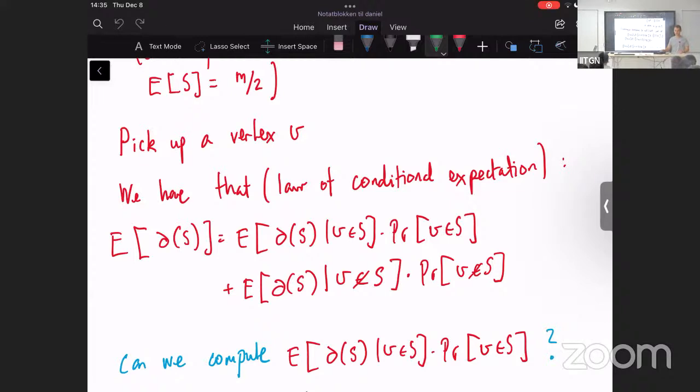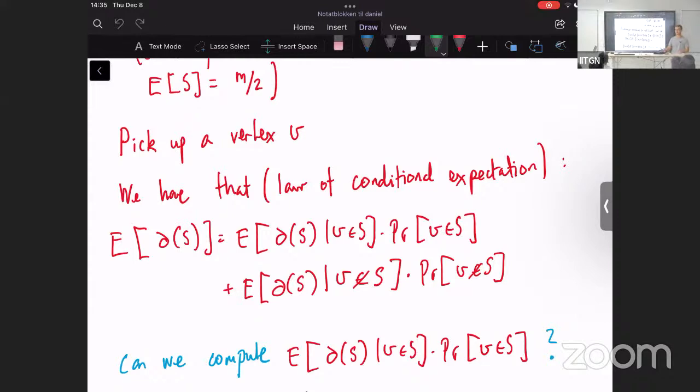In particular, we know that the expected size of the cut overall, just by the law of conditional probability, is the expected size of the cut given that v is in S times the probability that v is in S, plus the expected size of the cut given v is not in S times the probability that v is not in S. Okay, now let's do a check if you're all awake after lunch. What is the probability that v is in S?